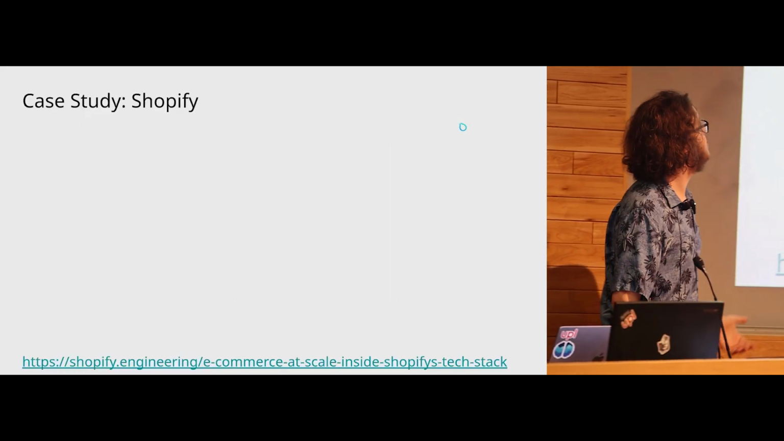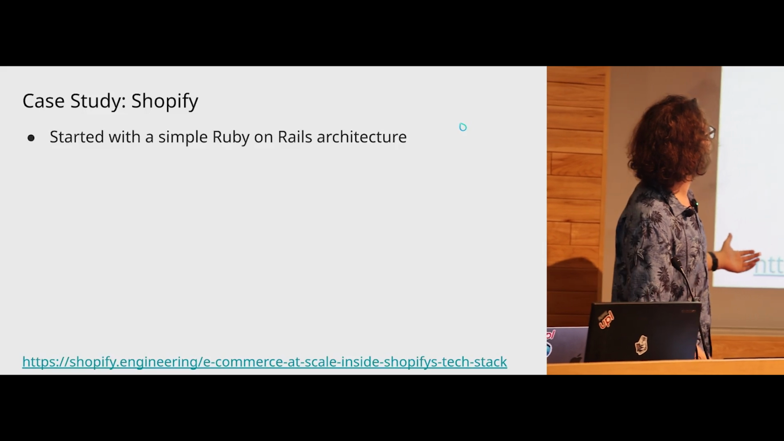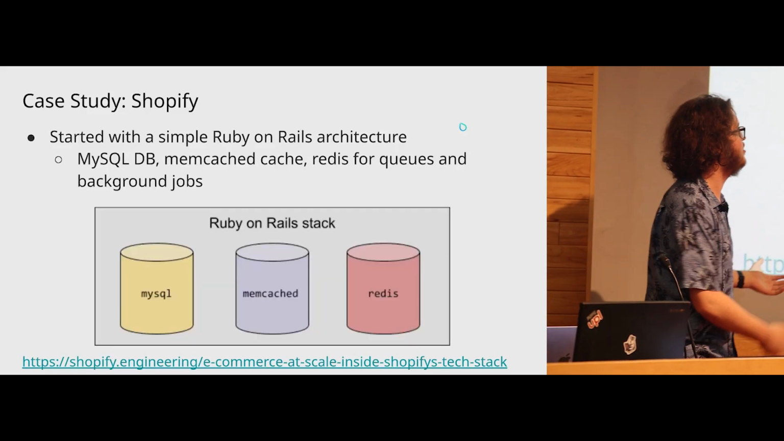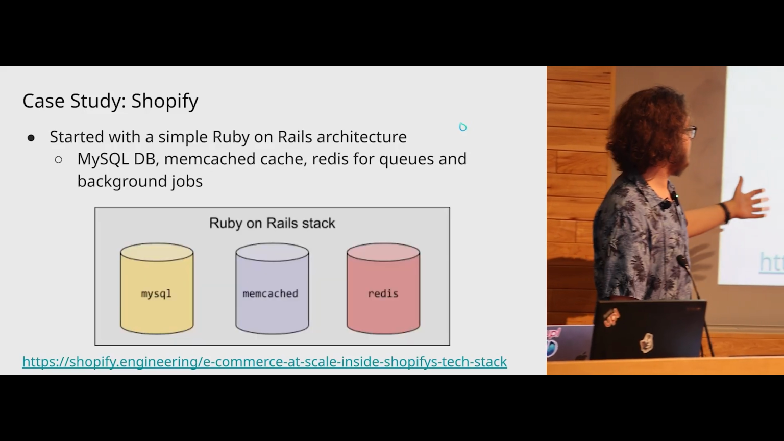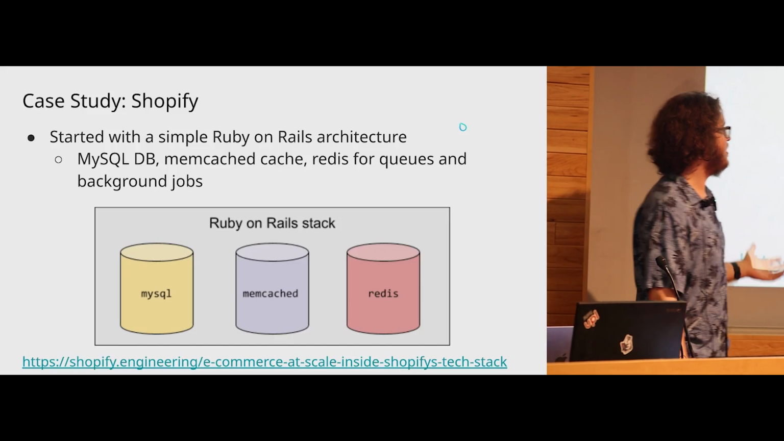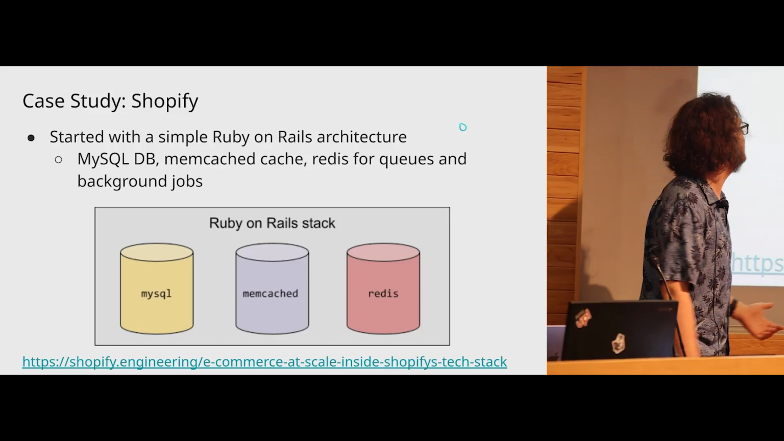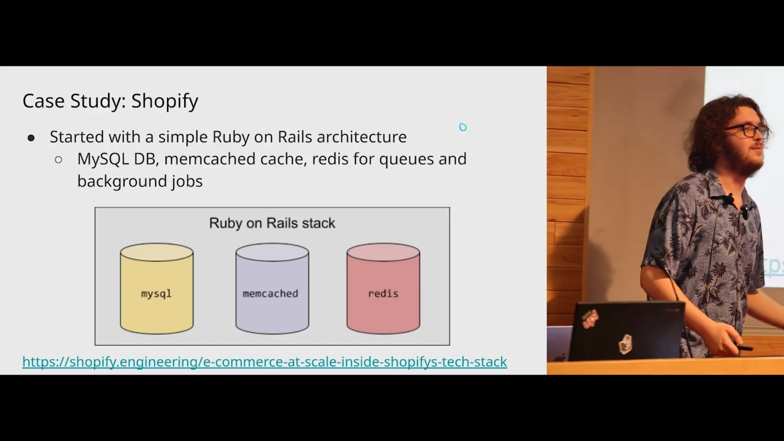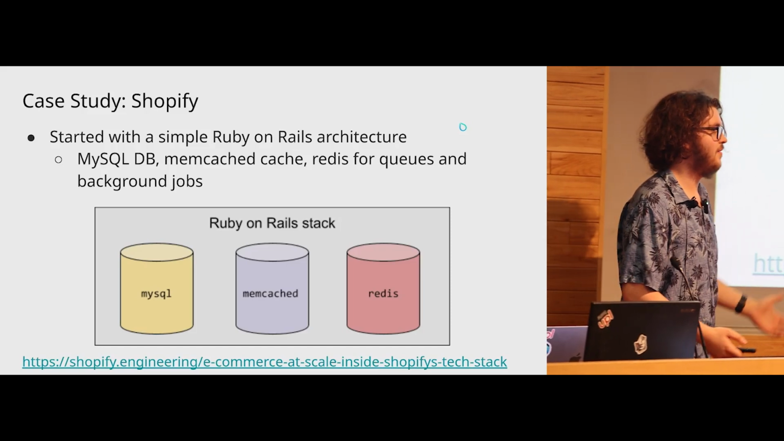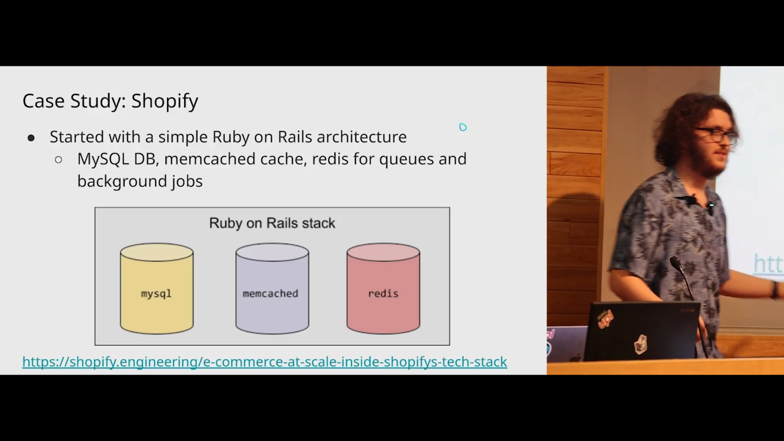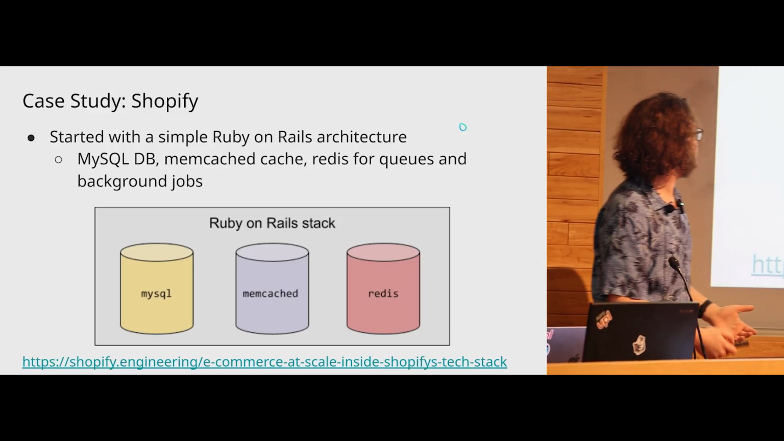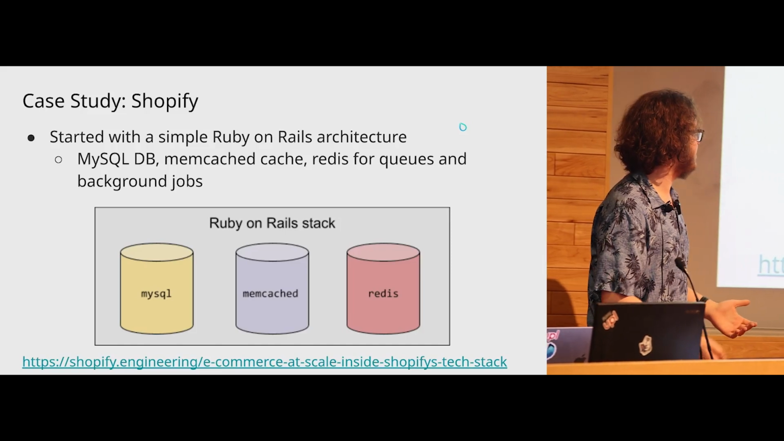Here's a few case studies. So Shopify, they started with just a simple Ruby on Rails architecture. They had a MySQL database for storing the data, Memcache for caching, and then Redis for queues and background jobs. And this architecture, very simple, but it solved their problems effectively. But eventually, as the company grew, this was no longer enough.